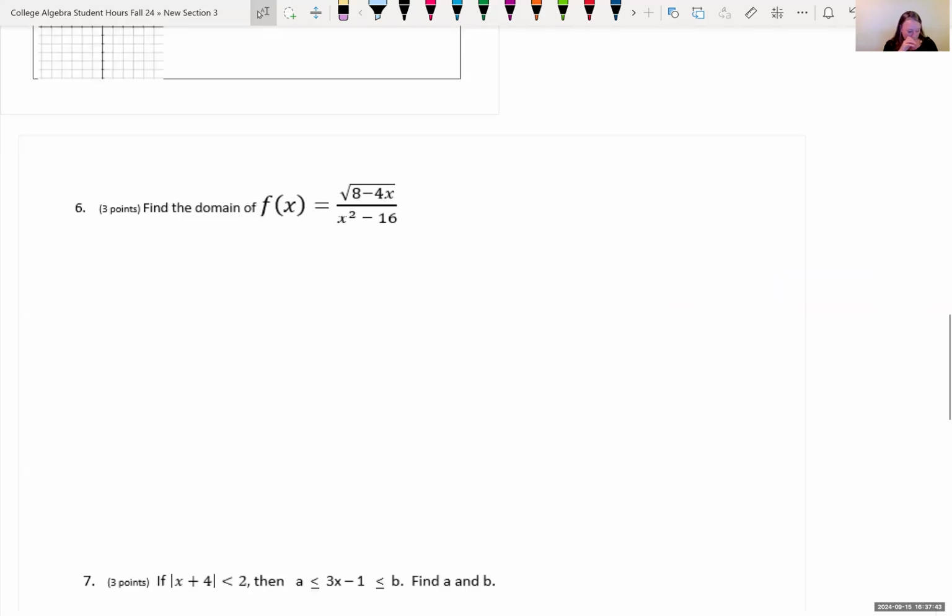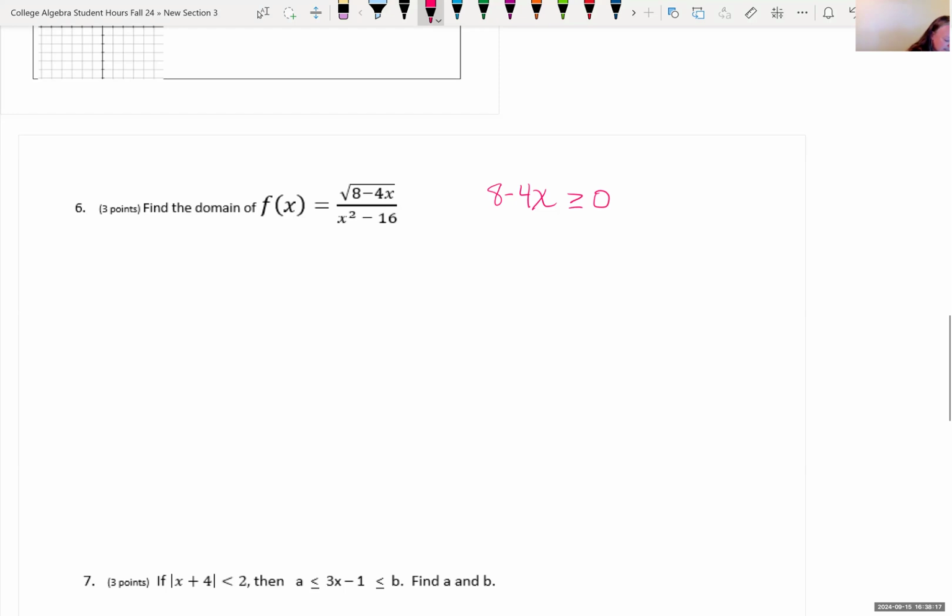Found it. So we're looking at finding the domain of f of x equals the square root of 8 minus 4x, that radical is all over x squared minus 16. Finding the domain, we want to look at our trouble spots. We can't have a negative underneath an even-powered radical and get back a number. So we need to set what's underneath that radical. In this case, it's in the numerator, so it could equal 0. If that radical was down in the denominator, it could not equal 0. But we want to find when is 8 minus 4x greater than or equal to 0.